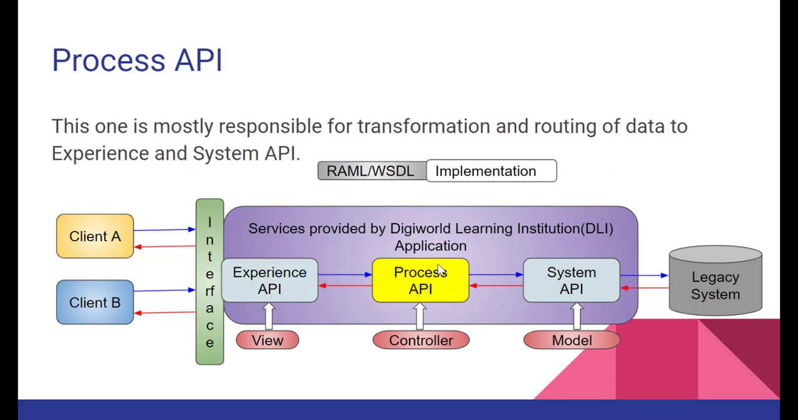Let's move ahead and see the purpose of the process API. The process API is mostly responsible for transformation and routing of the data. That means the system API doesn't directly talk to the experience API, and the experience API doesn't directly talk to the system API. They actually interact with each other via the process API. So the basic purpose of the process API is transformation and routing, right? We will see more details in a later section.